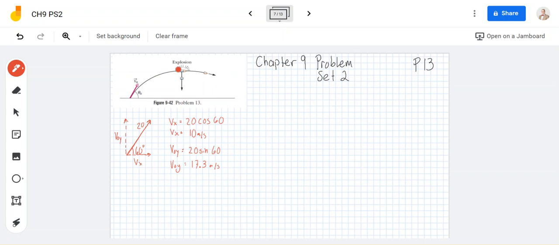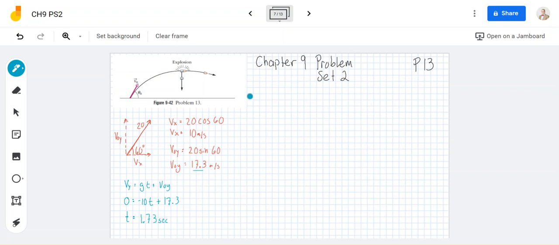So let's do that. One of the things we know is in the vertical direction, the velocity is 0 up there. So if I use this, V in the y direction is equal to gt plus v0 in the y direction. It's 0 at the top, so I've got negative 10t plus my v0 in the y direction, which is 17.3. So t is equal to 1.73 seconds. So I know it's going to take 1.73 seconds to get to here and another 1.73 seconds to get back down.